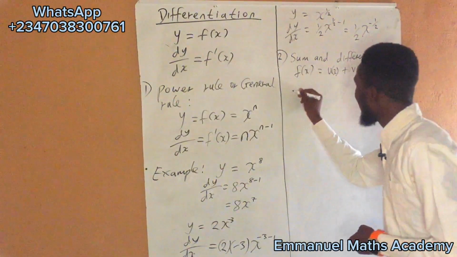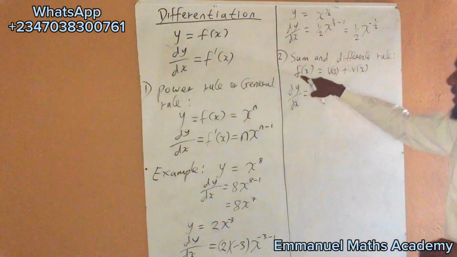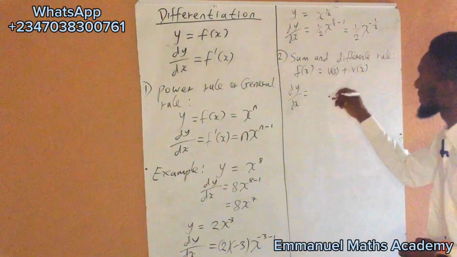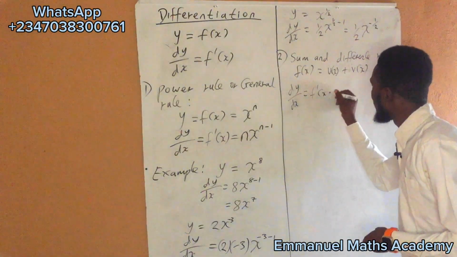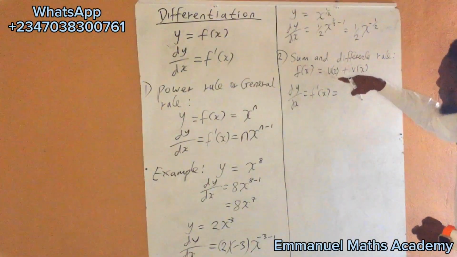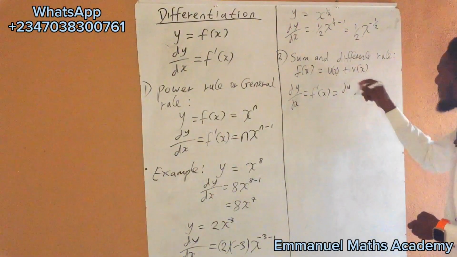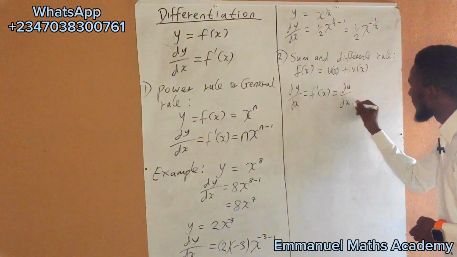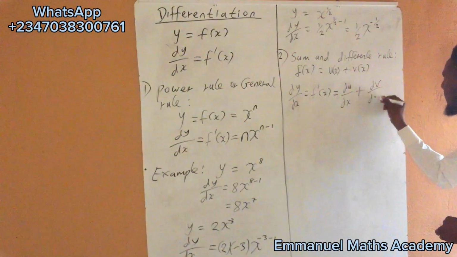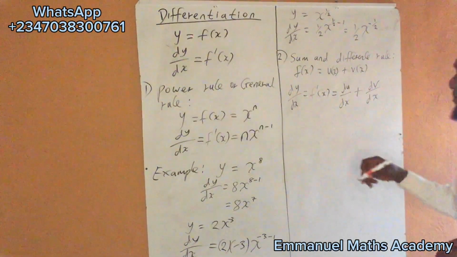Then the dy/dx, which is equal to what? f prime. This prime simply means the differentiation of this. f prime is equal to what? du/dx, differentiating u with respect to x, plus differentiating v also with respect to x. As simple as that. Example.